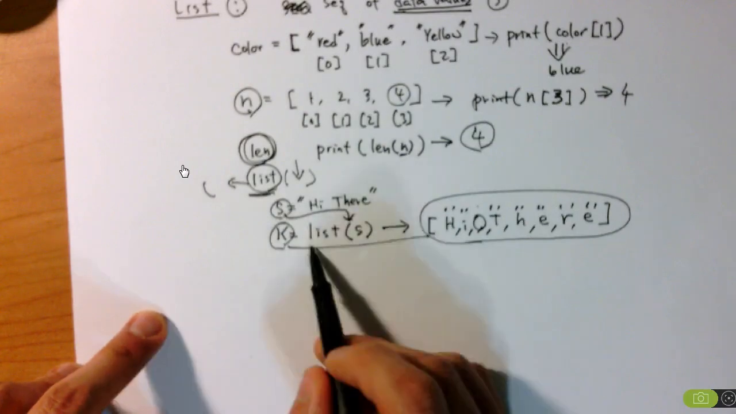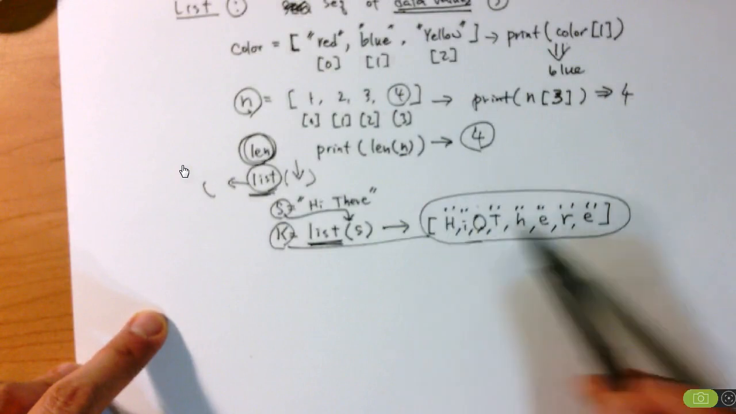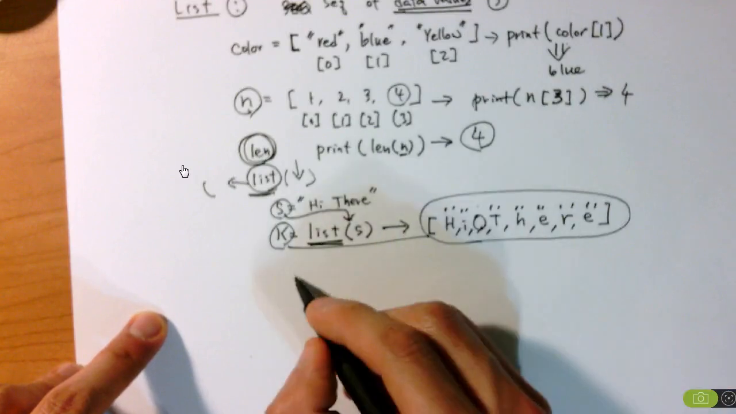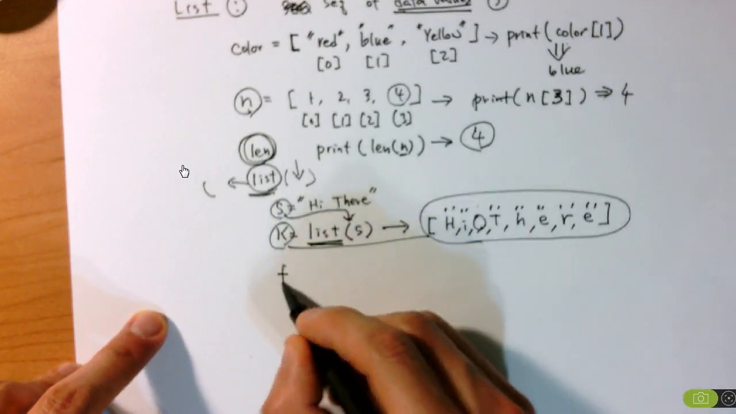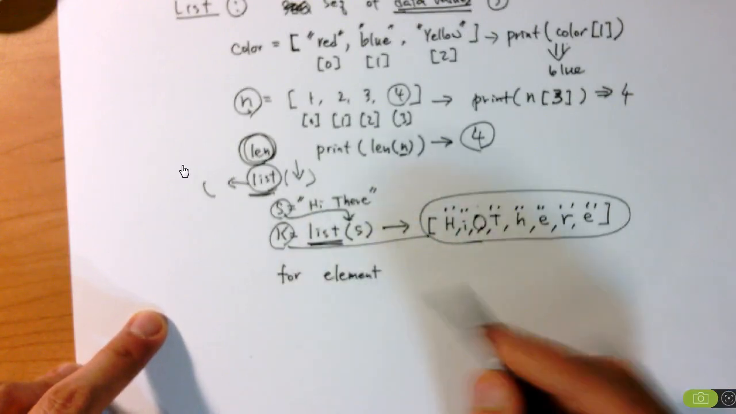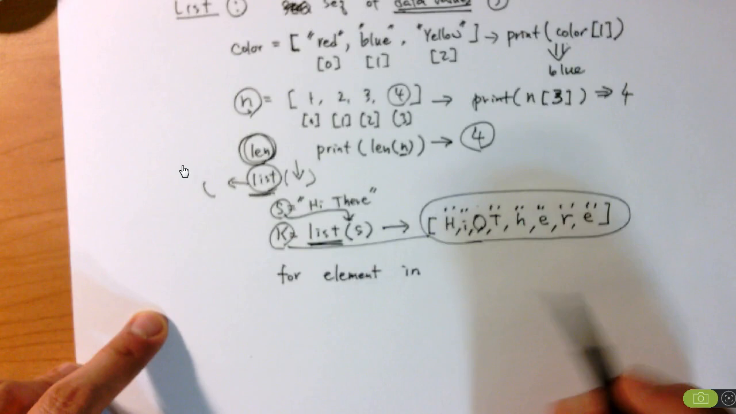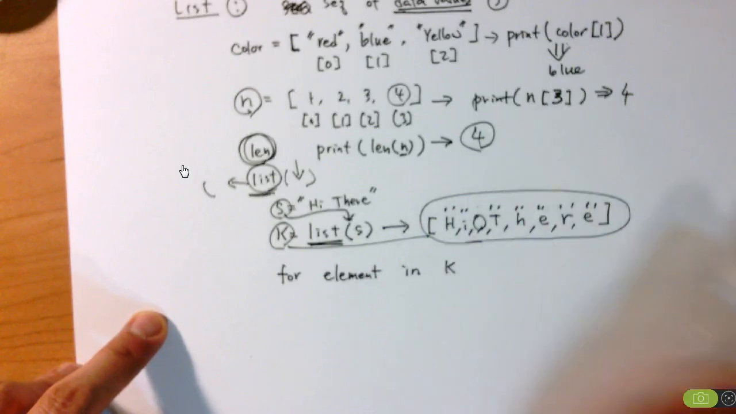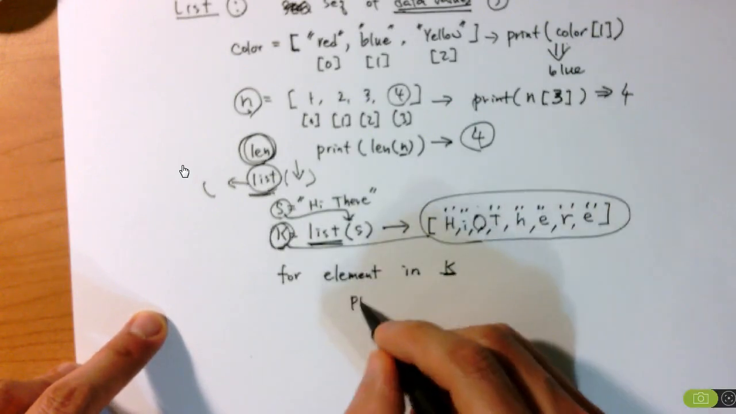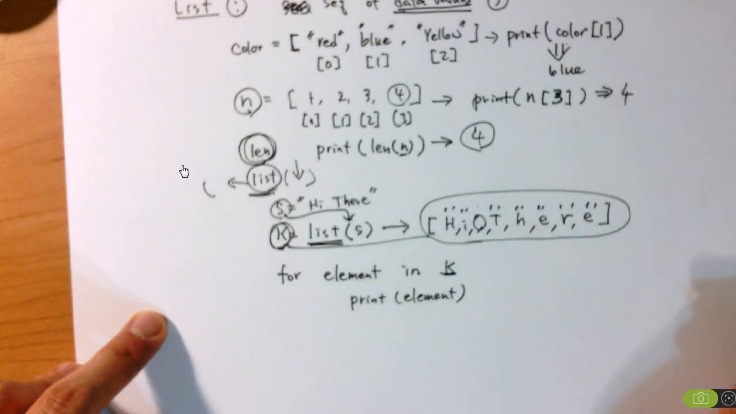So this is an important function you should know. By the way, let's say I want to print all the elements in the list. Obviously, you have to use a loop. Let's use a for loop. Let's say for the variable name element, you can use any variable name, element in k, which is this one. And then you can say print element.